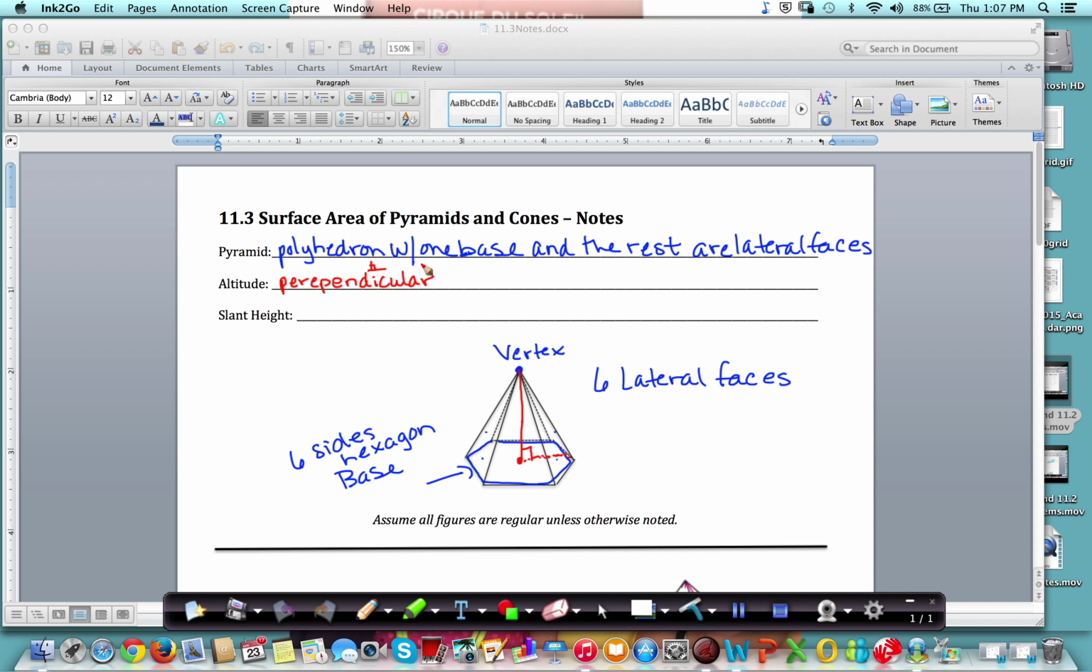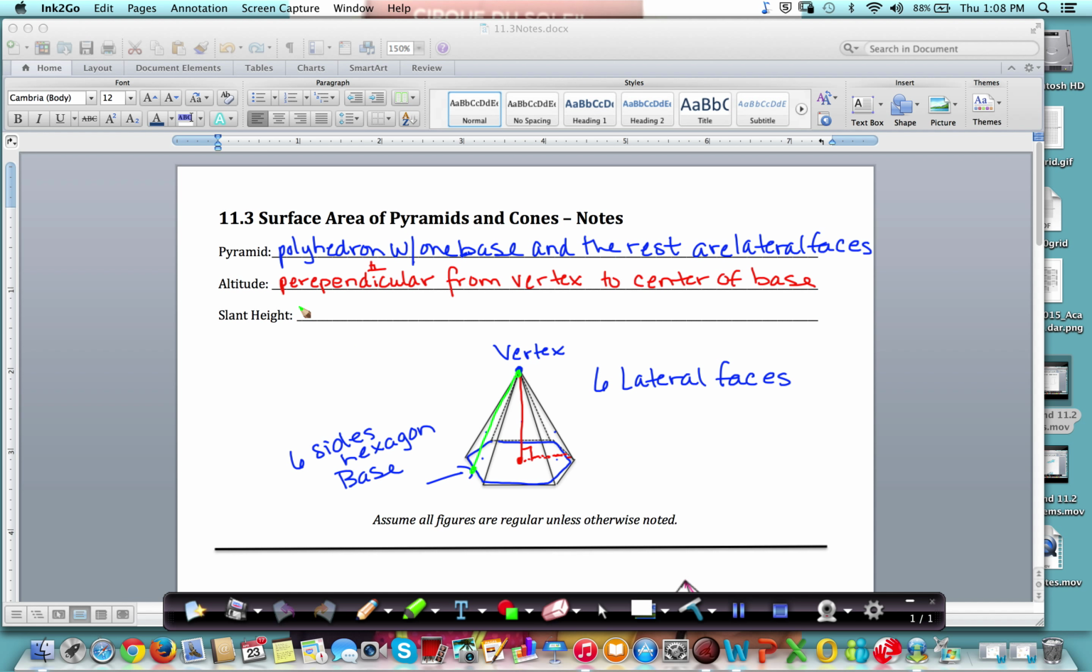So it's perpendicular from the vertex to the center of the base. Okay. So the slant height, though, is different. The slant height, and again, I'll do that in a different color for you, is from the vertex, but it's down the side. It's as though you were riding your sled right down the side of that pyramid, and you end up in the middle of one of the sides.